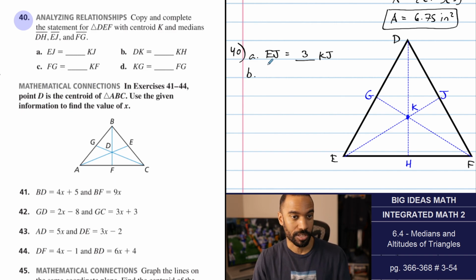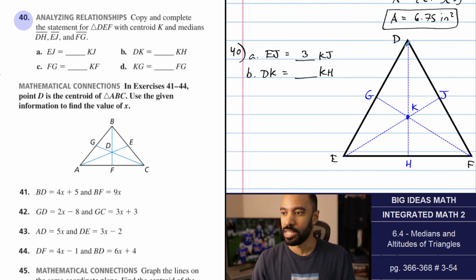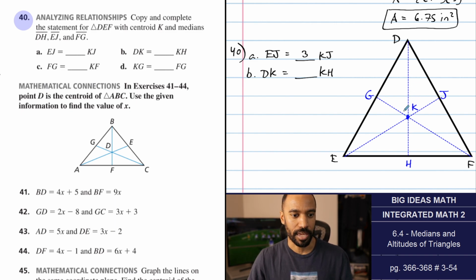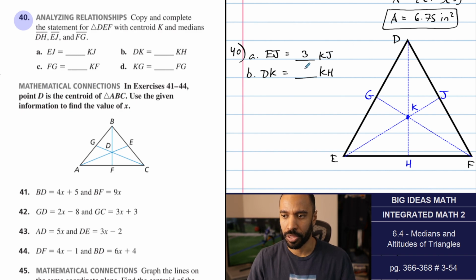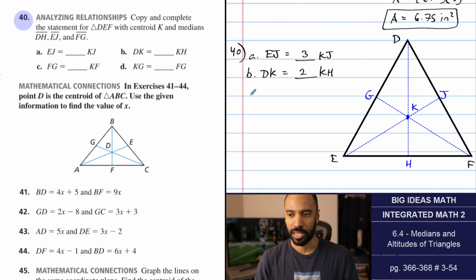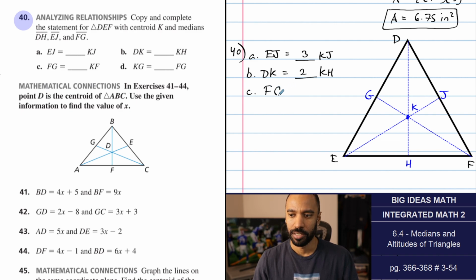Part B. I think drawing this is very important. DK is how much of KH. DK is this segment, KH is this segment. These are both of the inner segments within that median, right? And so this should be twice, two KHs. DK is 2/3 of the median, KH is 1/3 of the median. So it's 2 KHs like that. Part C, FG is how many KFs?